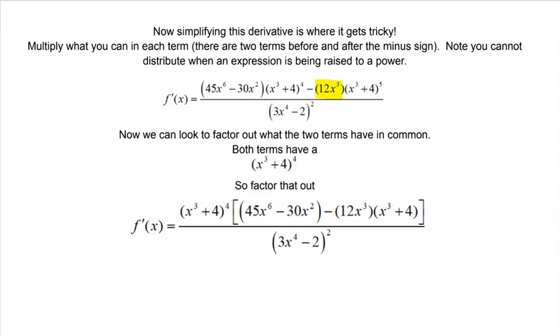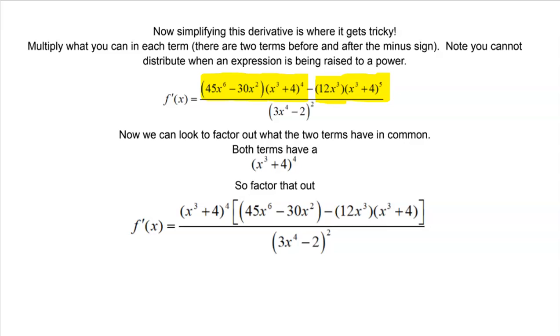So here's that 12x cubed that I moved to the front, and then the x cubed plus 4 to the fifth. That's my back term. My front term is, like I said, I took that 15x squared and I distributed it to the part that I could, giving me that 45x to the 6 minus 30x squared. And then here is that x cubed plus 4 to the 4th power.